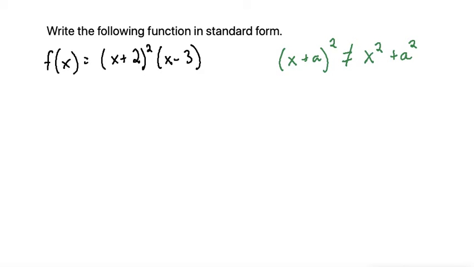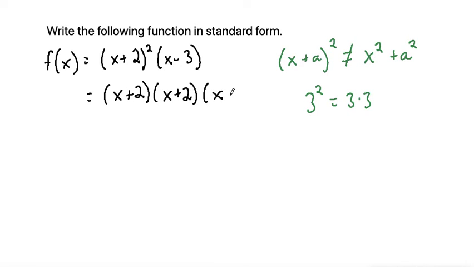But when you think about something being squared, think about like 3 squared. What does it mean to have 3 squared? That means 3 times 3. Like you're taking 2 3's and multiplying them together. Similarly, we need to take 2 of what's inside this parentheses and multiply it together. So we're going to write this as x plus 2 and then times another x plus 2. Then we have to multiply this out, and I'm going to bring down the x minus 3 so we don't lose track of that.